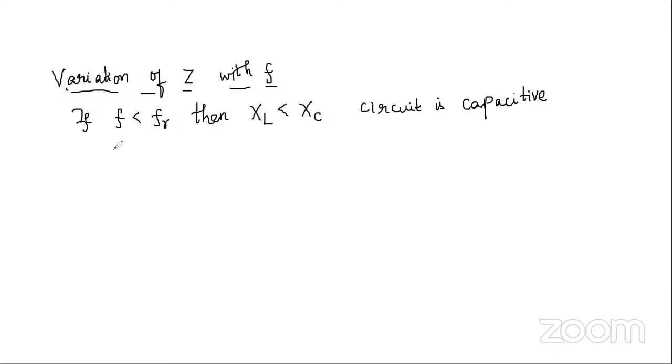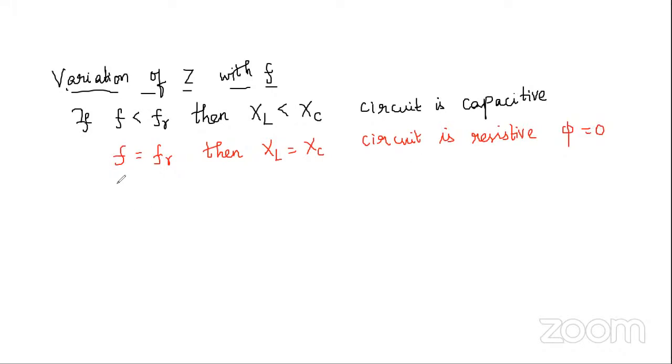On the other hand, if your F is equal to FR, at resonance frequency, then XL will be equal to XC. That means the reactance offered by the inductor will be cancelled out by the reactance offered by the capacitance. So circuit is resistive here. Circuit is purely resistive. That means the presence of inductor and the capacitor won't have any effect. So circuit is resistive means your phi will be 0. There is no phase difference.